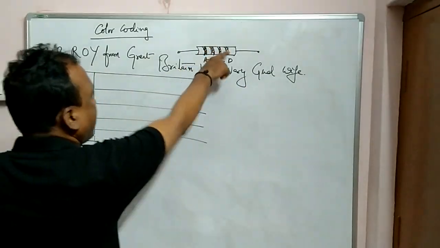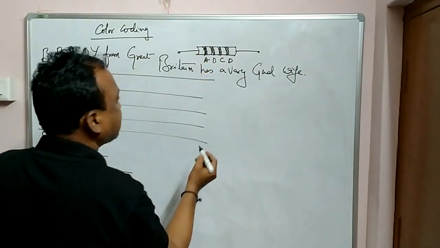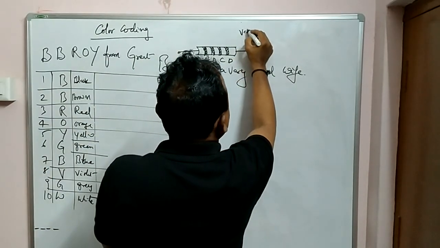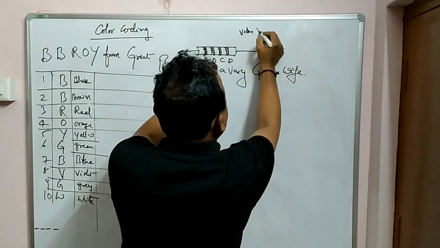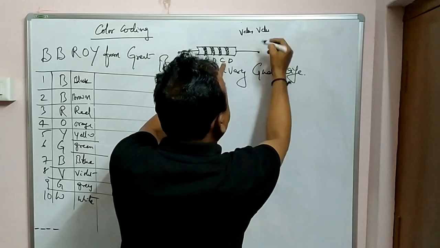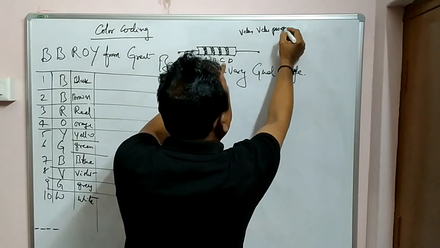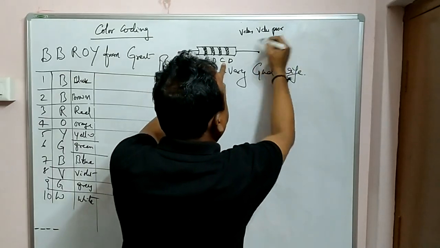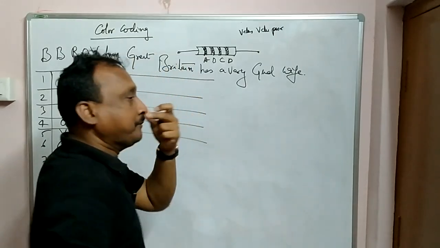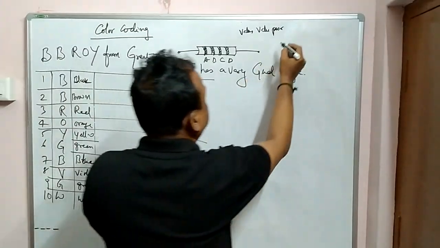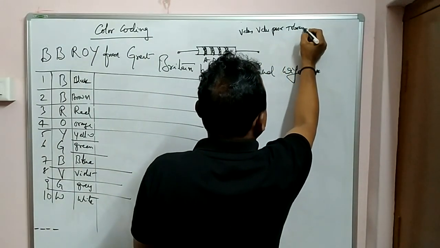So for example, in 4 bands, the first band indicates value, the second band also value, the third band power, that is, the multiplication factor, and the last band is indicating the tolerance. The last one is tolerance, error.